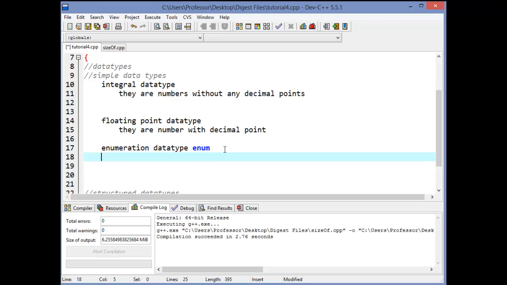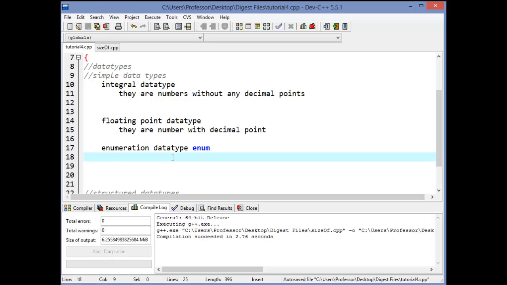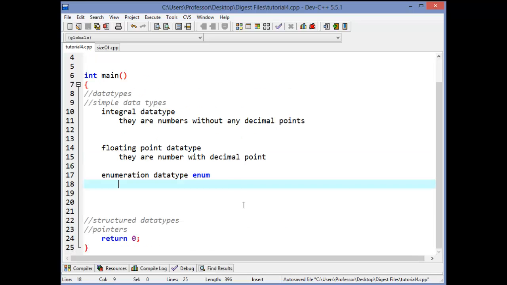Then we have the enumeration type or the enum. The enumeration type deals with user-defined data types. Is that okay? They deal with the user-defined data type. Now when we start looking at them, you will get to understand what it means by user-defined data type. Now when we take the integral data types, they also have sub branches or subclasses.